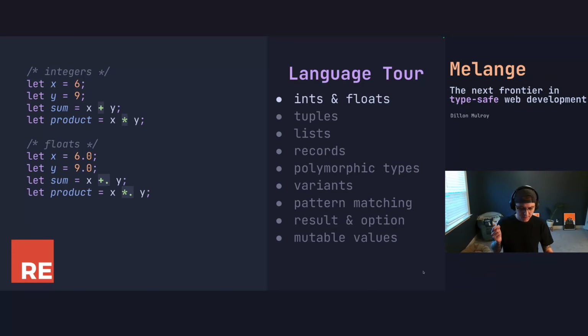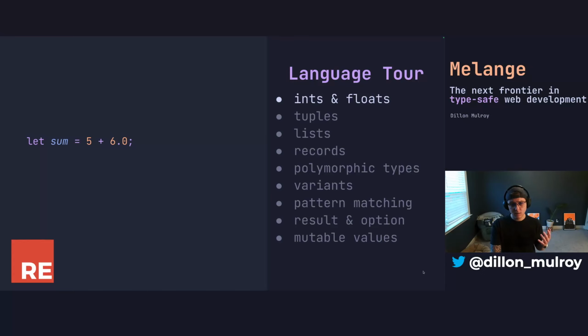One thing to call out in Reason and OCaml is that we can't mix and match operators on different types. So if we want to operate on floats, we have to use the plus dot operator or the star dot operator or the other operators that come with floats. This is part of what enables such stronger type safety with languages like OCaml and ReasonML.